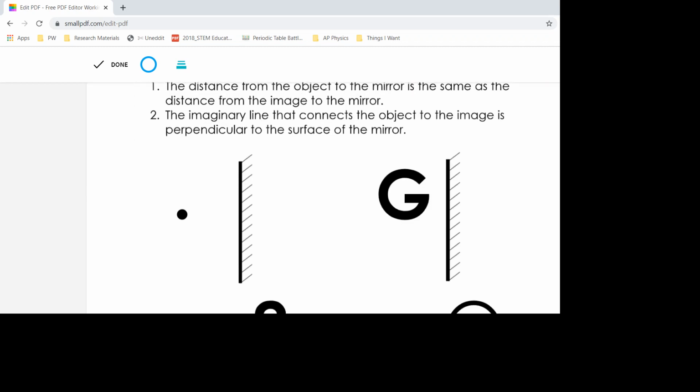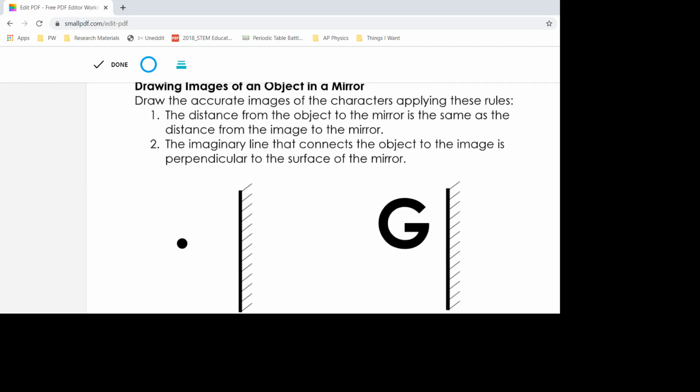So this is what it wants us to do. It wants us to go ahead and take the distance from the object to the mirror and know that is the same as the distance from the image to the mirror. Then we figure out that the imaginary line that connects that object to the image is also perpendicular to the surface of the mirror.